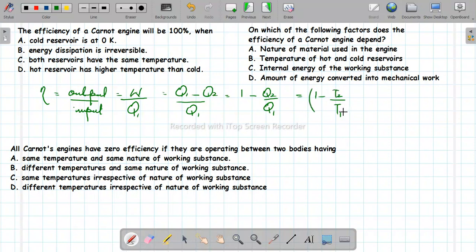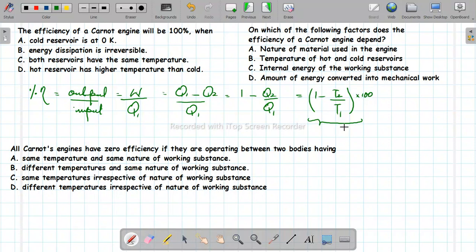T1 is the source's temperature, and this is the sink's temperature. We are talking about efficiency, percent efficiency, so let's just multiply it with 100. This is the formula for percent efficiency of the engine. We are told the percent efficiency of a Carnot engine would be 100, 100% efficiency. When will you get 100 from this complete expression? When this expression gives you 1, right? 1 multiplied by 100 will give you 100.